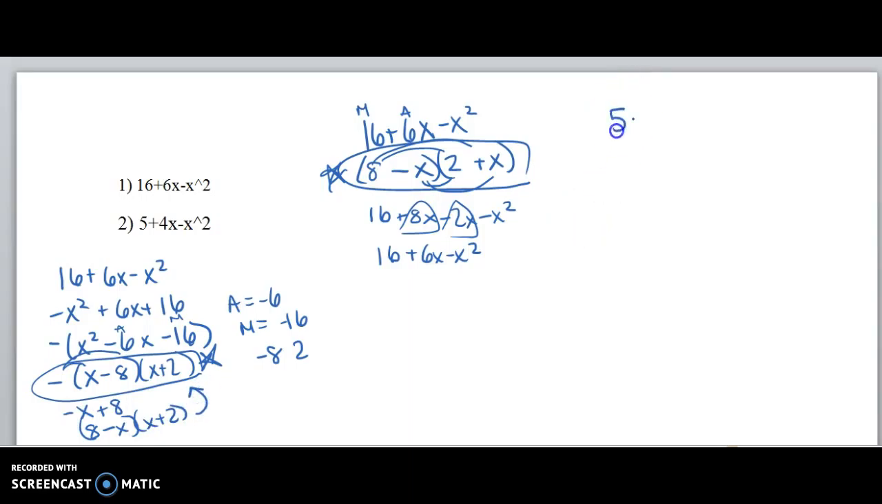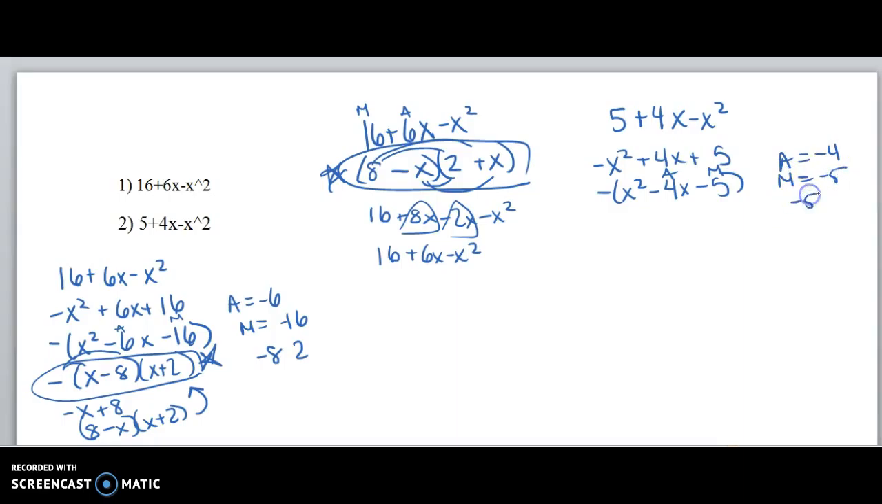Okay, now let's factor 5 plus 4x minus x squared. One way to do it is to write it in descending order, and then to take out the negative, which would switch all the signs on the inside. So we need two numbers that add and give us negative 4 and multiply and give us negative 5. So negative 5 and 1. Negative 5 times 1 is negative 5. Negative 5 plus 1 is negative 4. So this factors into x minus 5, x plus 1 with the negative on the outside.